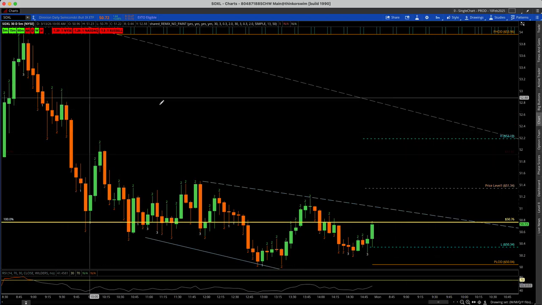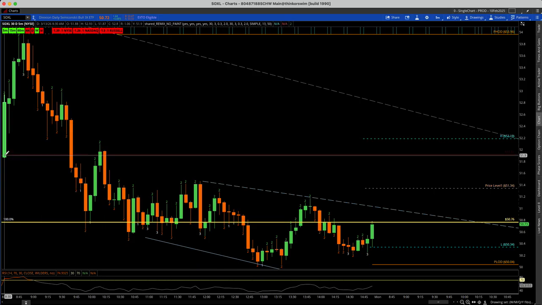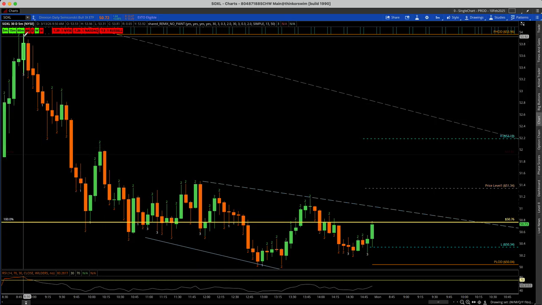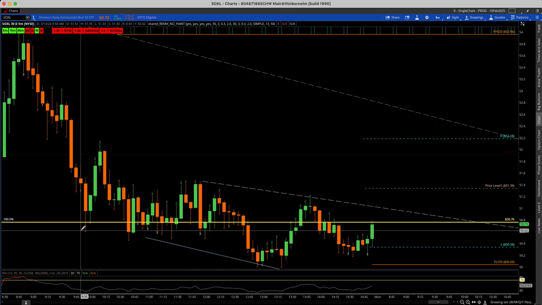You can see just from Friday's price action, right? We opened, we pushed up, we went to previous high of day, we rejected and went back down, right?